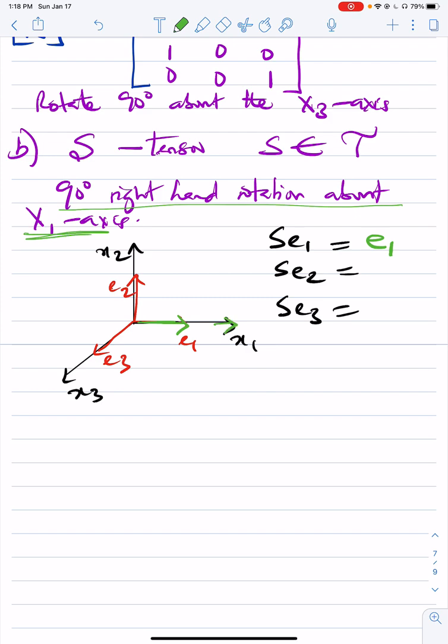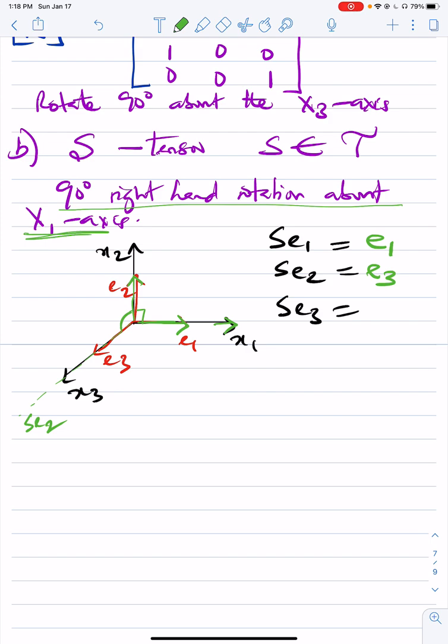About E2, it says 90 degrees about x1. So this E2 rotates to this point to become SE2. So here is E3, right? Because E3 is not exactly on the same point. Because here is 90. How do I draw this? But here is still 90. From this point to this point is still 90. I hope that makes sense.